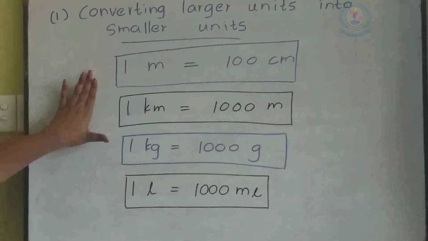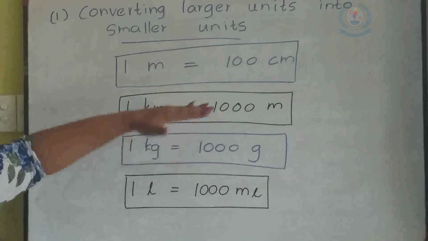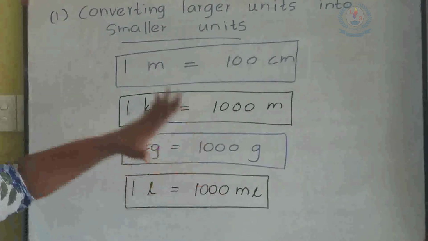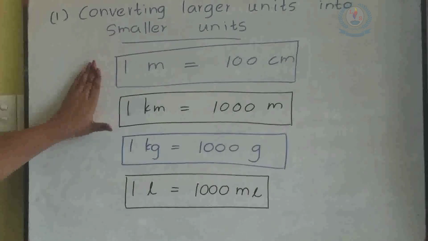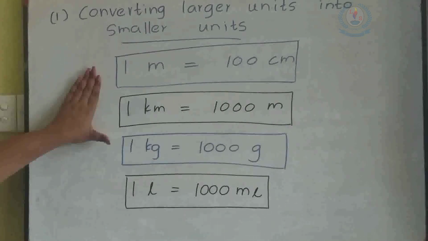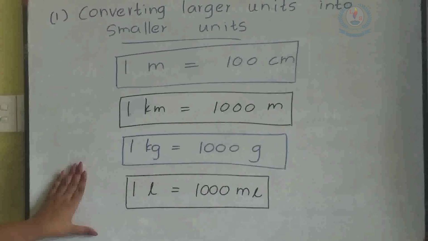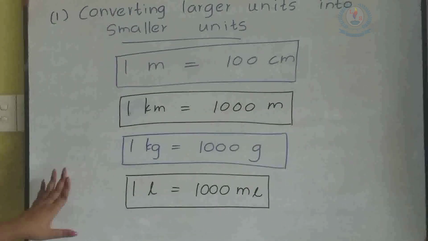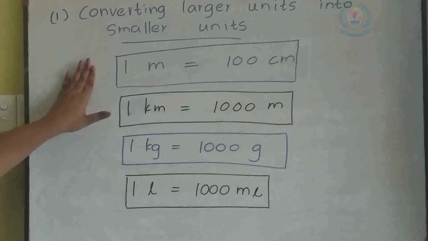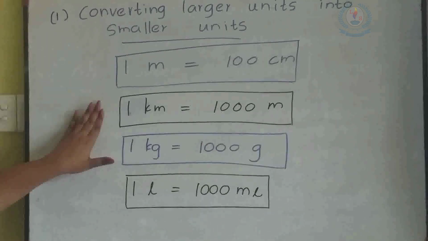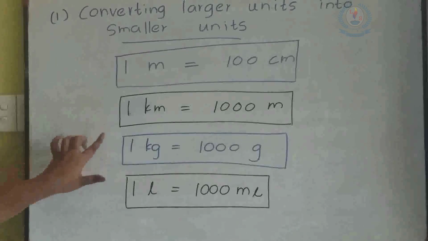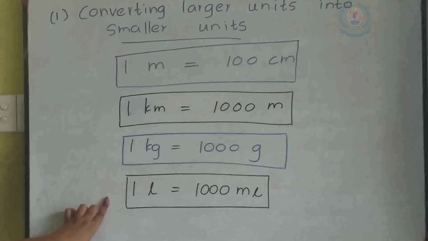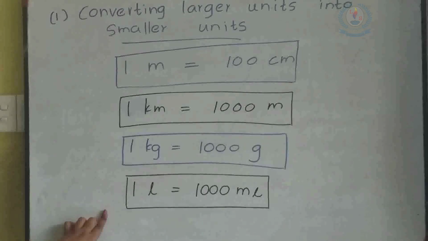We can't make any changes to these values. That means here we have 100, here 1000, here 1000, here 1000. We can't make any changes to these relationships. That means those relationships are constants. Please remember those four relationships. First one, 1 meter equals 100 centimeters, 1 kilometer equals 1000 meters, 1 kilogram equals 1000 grams, 1 liter equals 1000 milliliters.